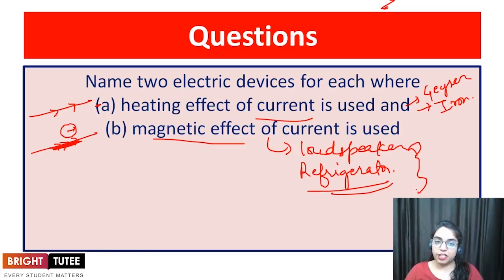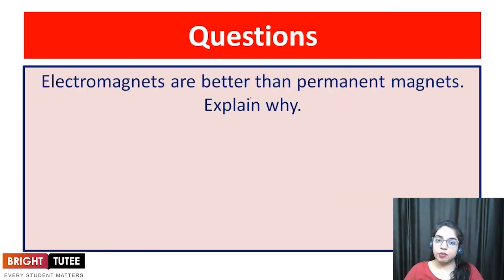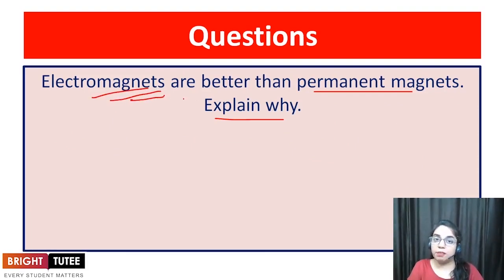Okay, so let's move to the next question. Electromagnets are better than permanent magnets. Why? So children, electromagnets are actually better than permanent magnets because we can switch them on and switch them off as per our convenience. That is why electromagnets are much better than permanent magnets.